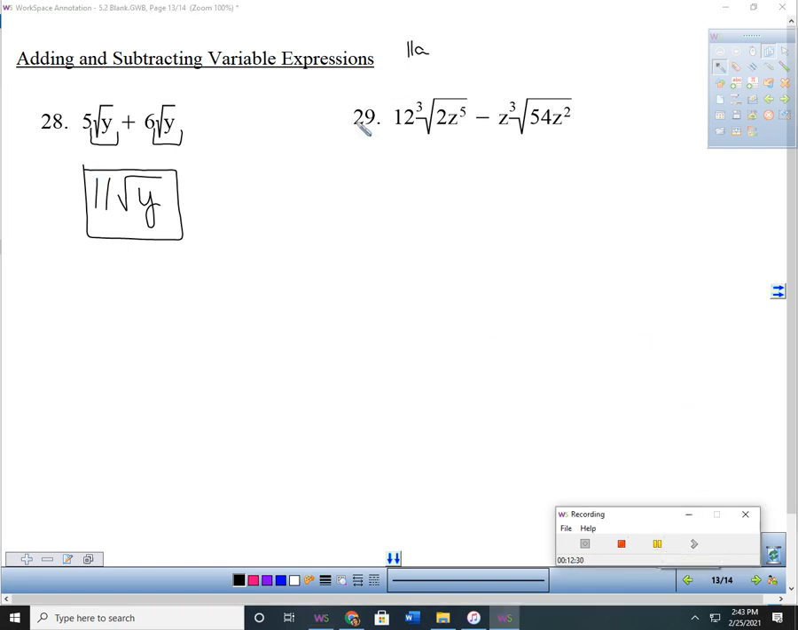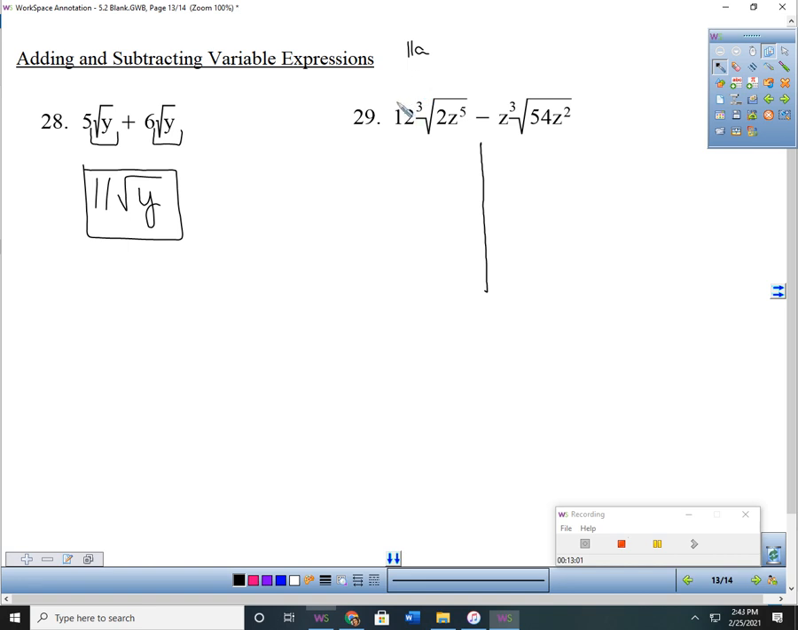So in number 29, if you look behind your coefficient, you have a cubed root of 2z to the 5th. But over here, behind the 1, you have z, cube roots of 54z squared. I can't put them together because they're not like terms. So what I need to do is, if you notice, this power is bigger than 3, right? So this is not a simplified root. So what you're going to do is, and I would probably separate this into two sides, because I'm going to do this side first and simplify it, and then I'm going to simplify this side, and then we can subtract them, okay?